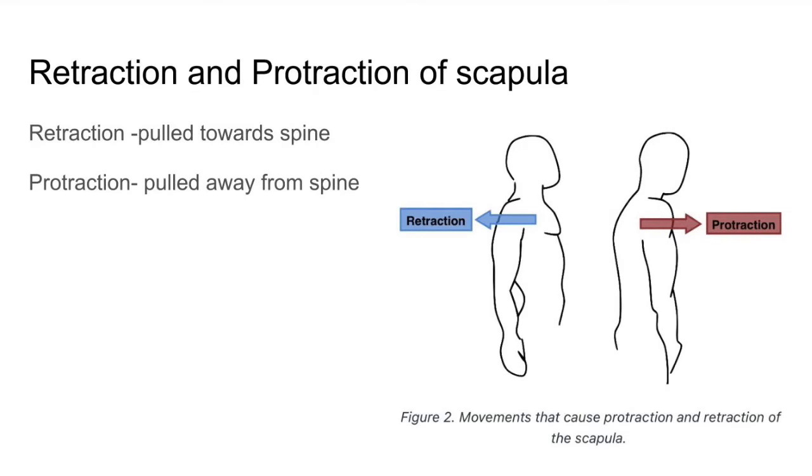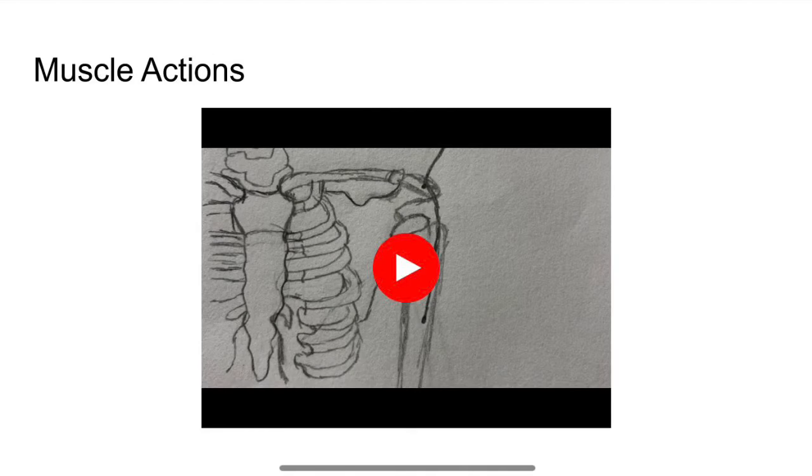More actions of the scapula include retraction and protraction. Retraction is when the scapula is pulled towards the spine, and protraction is when it's pulled away from the spine. Now, knowing these different muscle movements, we are able to understand how to determine the muscle action.